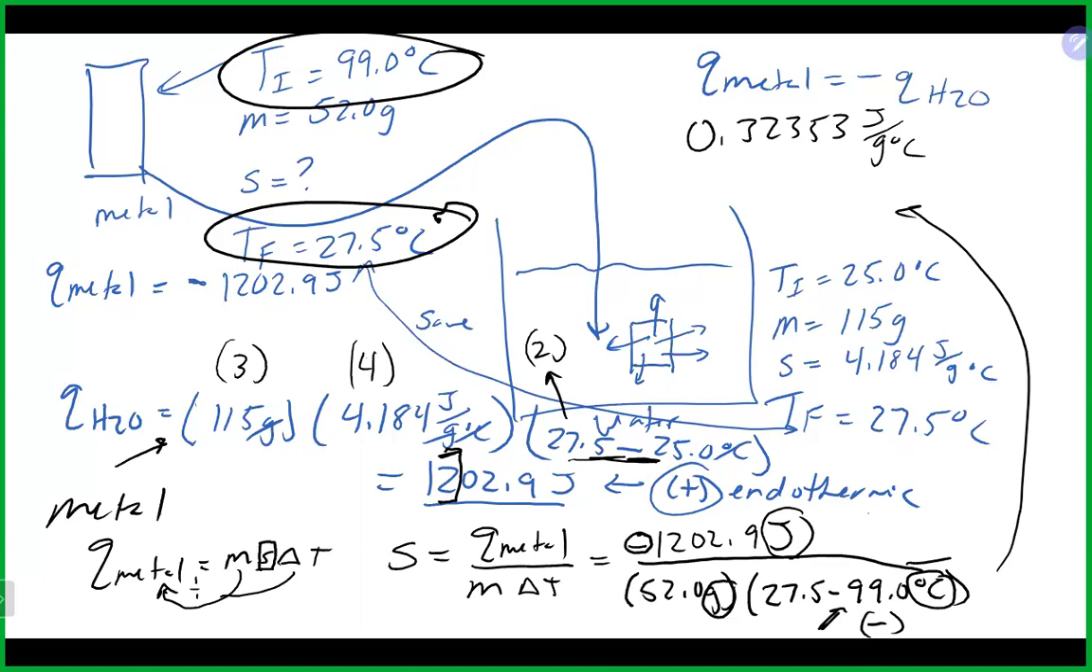Now we come to our last calculation. This number technically should have been 2 significant figures from above. This is 3 significant figures. And when we do that subtraction there of 99 minus 27.5, I think we end up with 3 significant figures. That means that way back here, based off of the first calculation, we actually should end up with 2 significant figures in our answer. That means that we should end up with 0.32 joules per gram per degree Celsius.